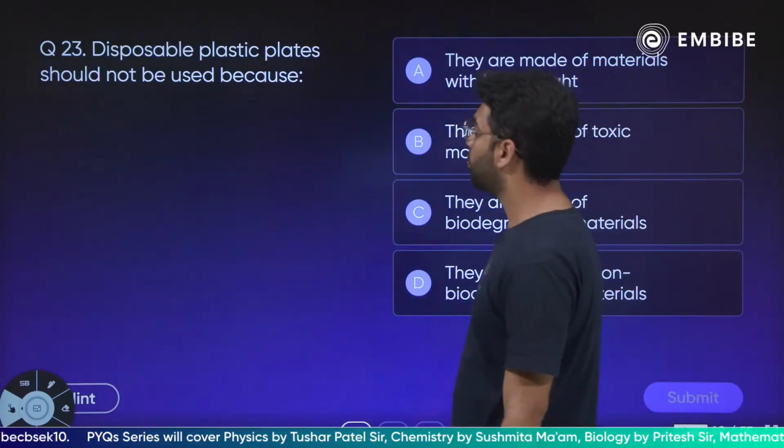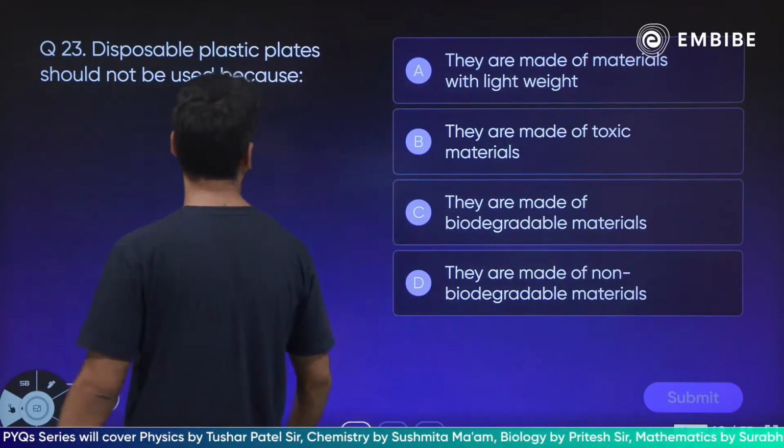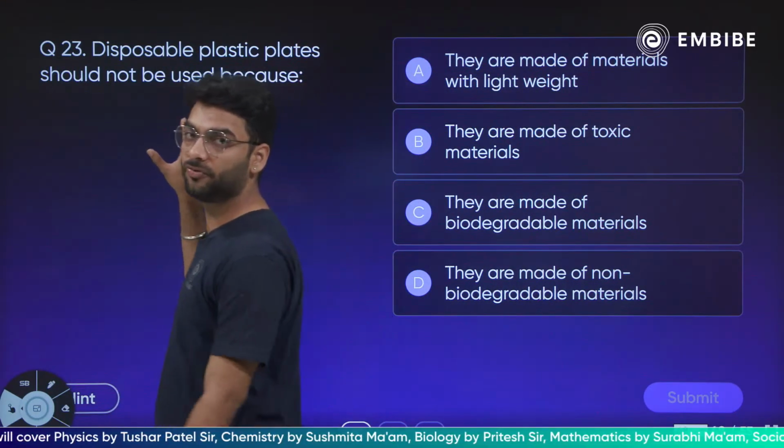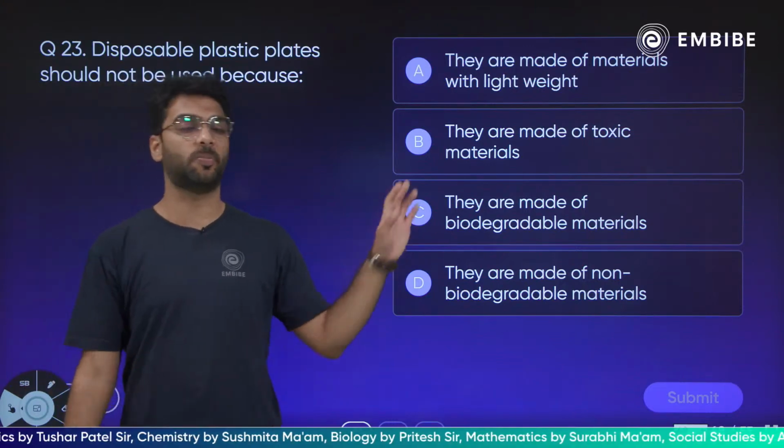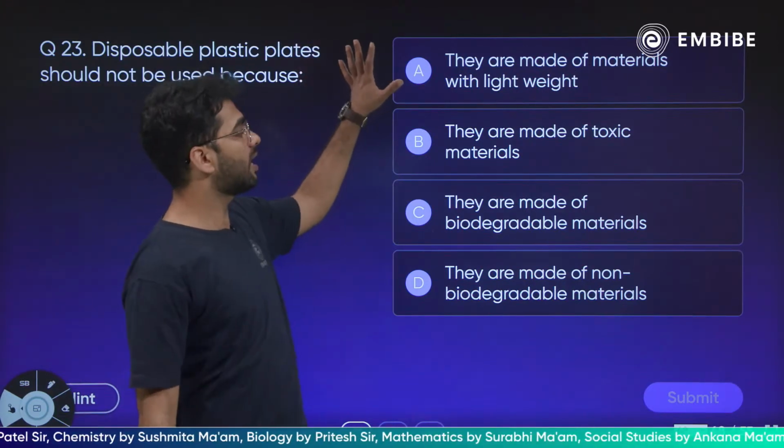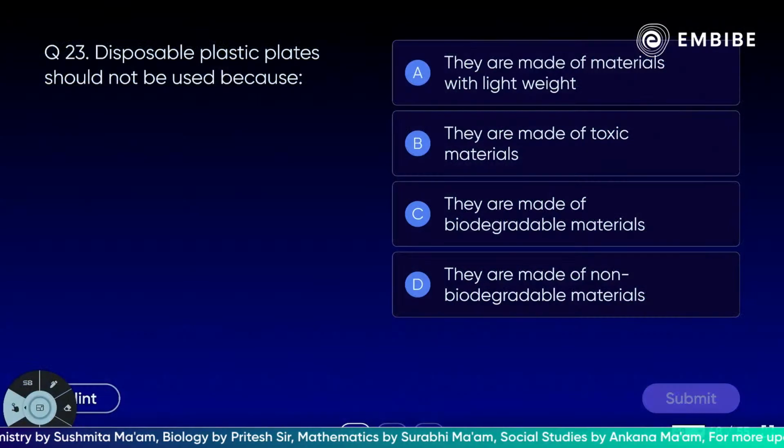Disposable plastic plates should not be used because why should you not use one time use or disposable plastic plates? It is because they are lightweight, they are toxic, they are biodegradable or they are non-biodegradable. Very easy, super easy. Quick. It is a very simple question which you have to answer very easily. Why should you not use disposable plastic?